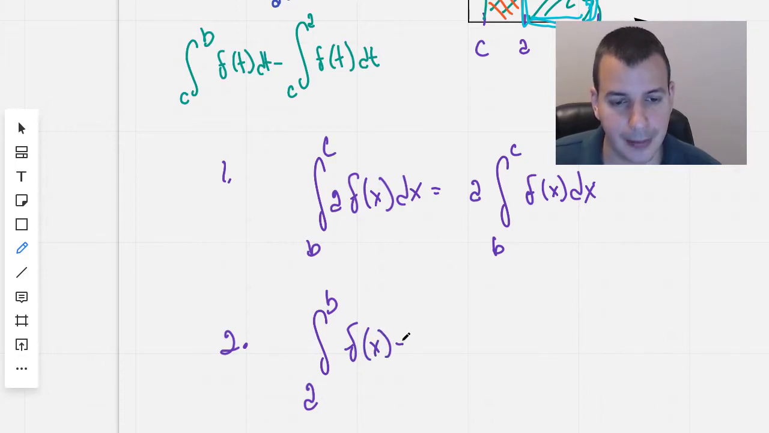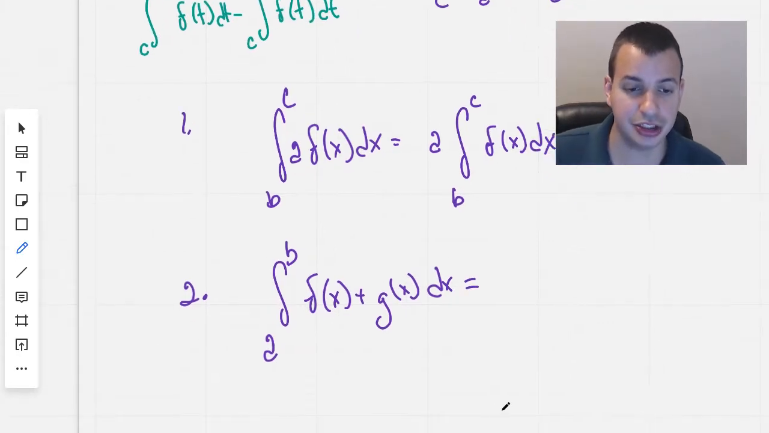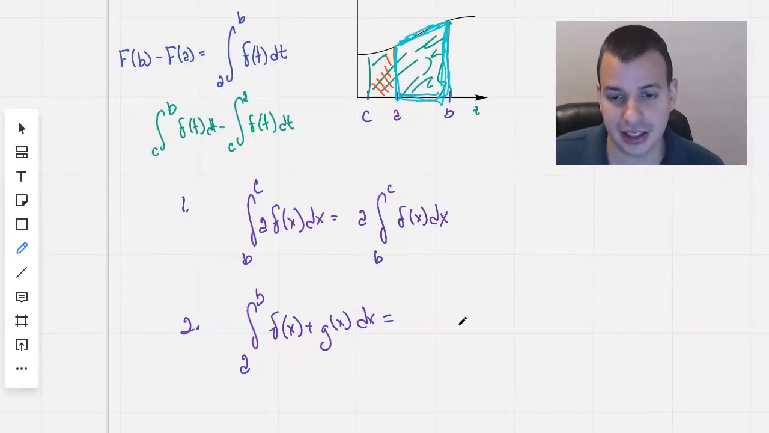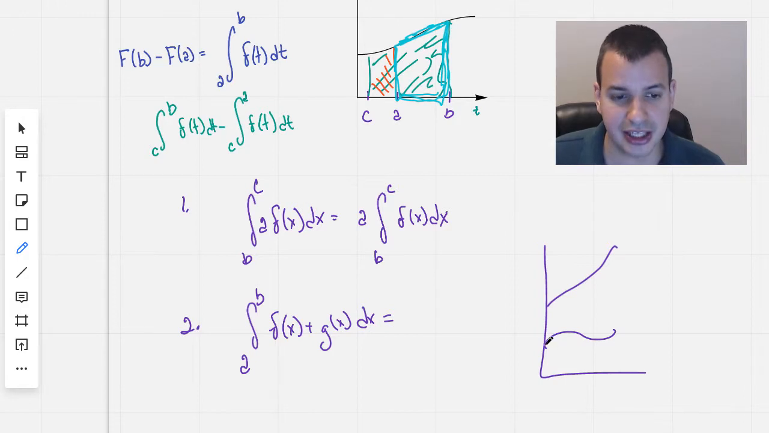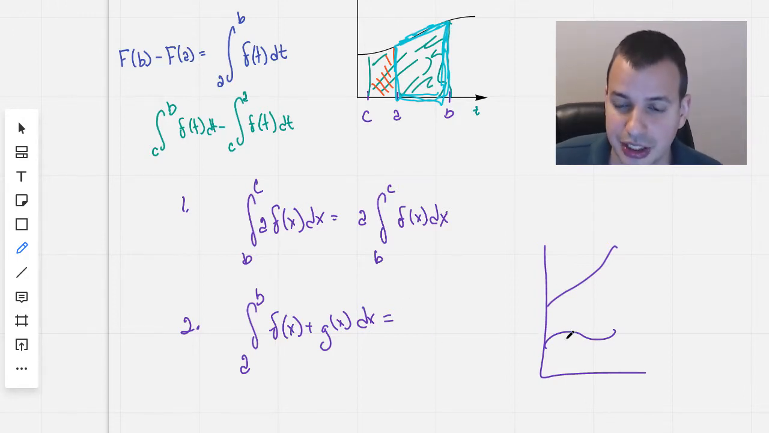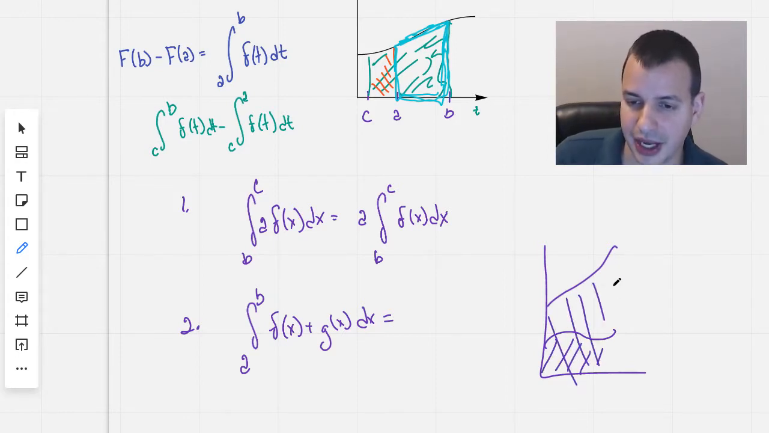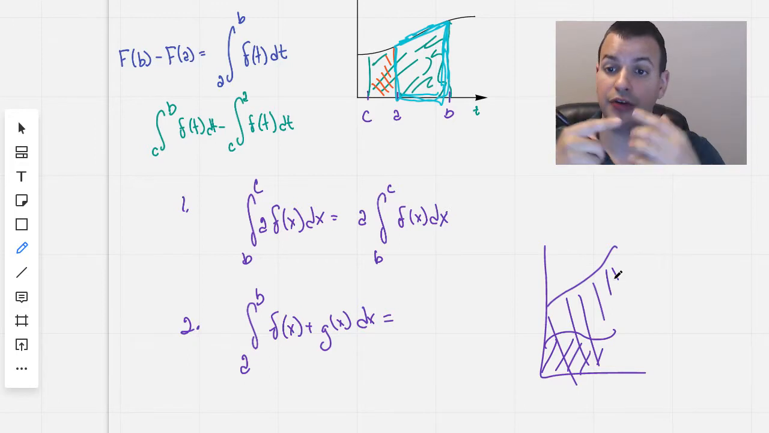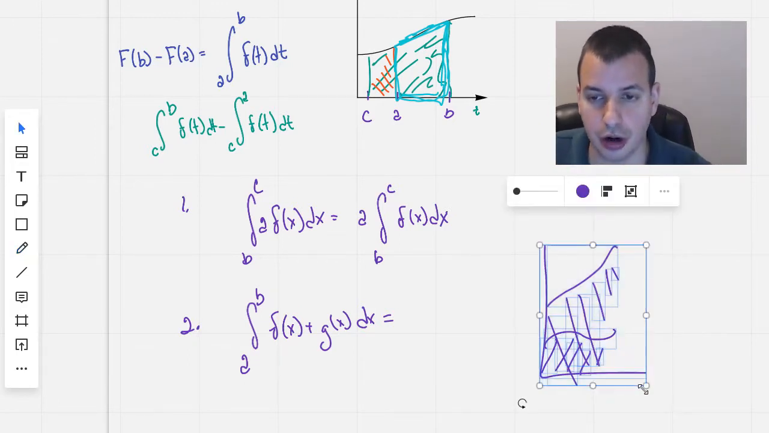The integral of f of x plus g of x dx. That would be the same as, so if we have something kind of like this, with f of x like this and g of x like that, that's saying that if we add the two together and then find the area under it, it would be the same as if we took the area under each of them and added those two separate areas under the curve to each other. So we can break this up into 2 parts.